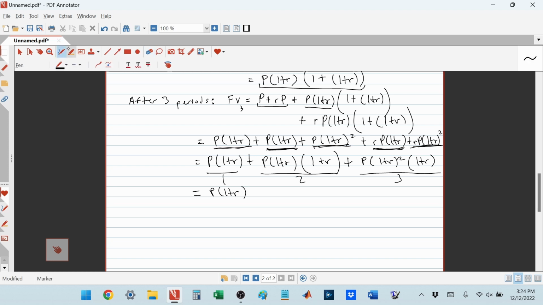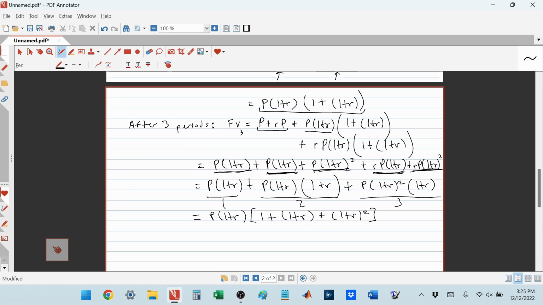What do we have inside here? I'm going to put brackets just so we can see it more visually and not get lost in the parentheses. We pull out a P times (1 + r) from term 1, we have to put a 1 here. We pull out a P times (1 + r) from term 2, we have a 1 + r here. And we pull out a P times (1 + r) from term 3, and we have to put a (1 + r) squared here. So after 3 periods, the future value of our account is P times (1 + r), times this quantity, 1 plus (1 + r) plus (1 + r) squared.